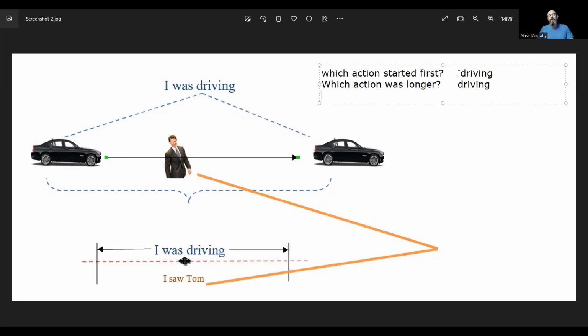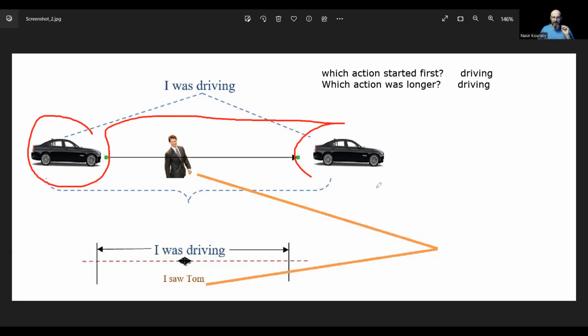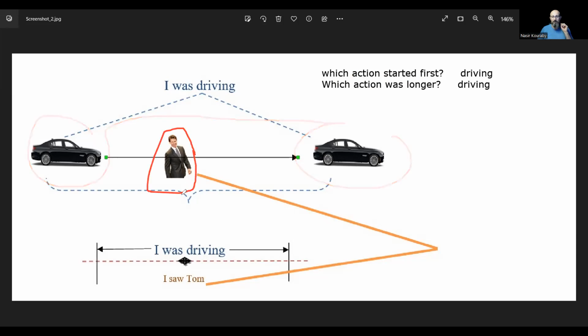Okay, now we say which action happened first, started first: driving, continued. And which action was longer: driving. Okay, and the short action, of course, will be meeting Tom. So past continuous here, what happened? We started past continuous, was driving here, but in the middle we met Tom. So Tom is an action that happened in the middle of the other action.